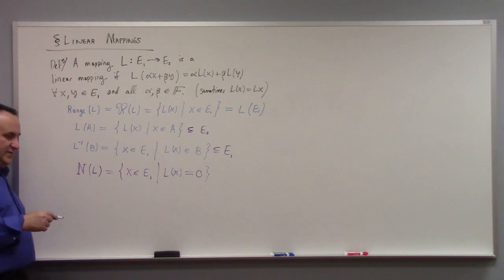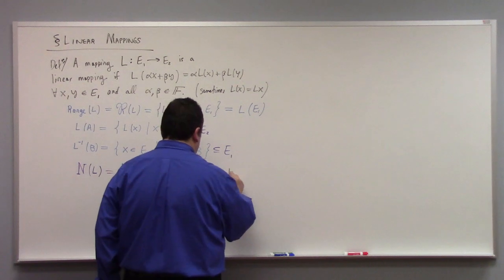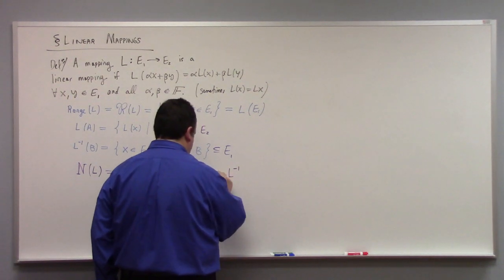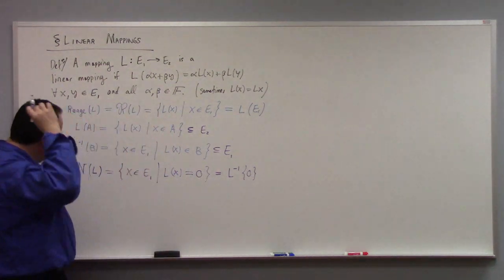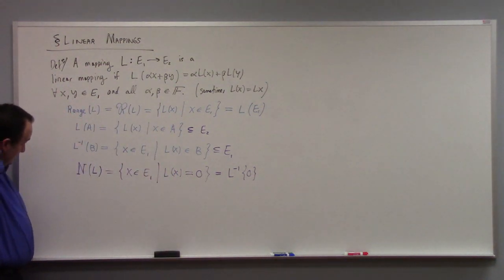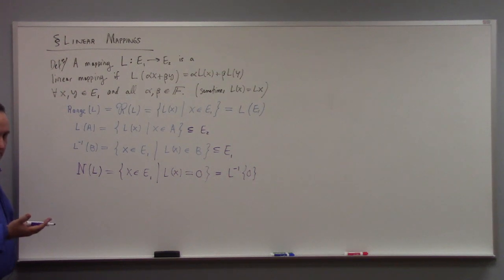So in terms of inverse image, you could also say that the null space is L inverse of what? The set that just contains 0, right? The inverse image of 0 is the null space. So, yeah. The range, the null space, these are examples of subspaces, right? Because they satisfy the subspace test.